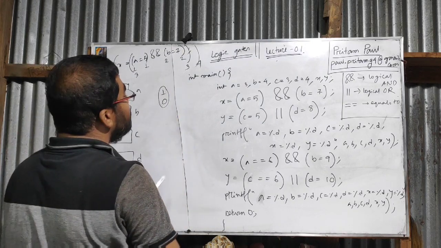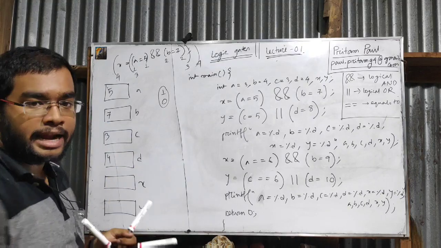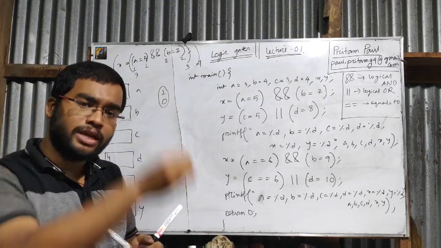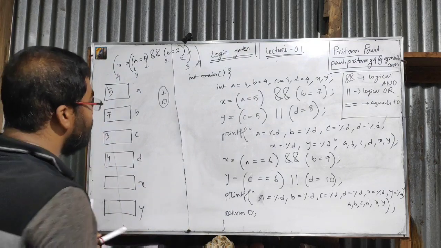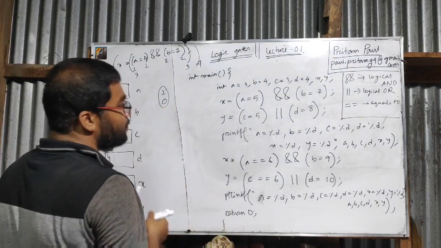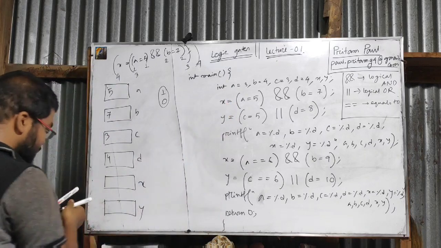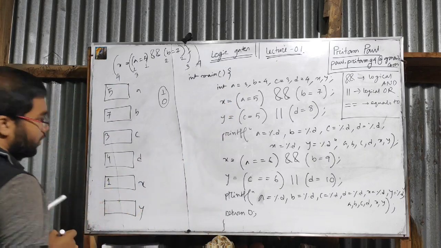In the decimal number system, except 0, any negative integer, positive value, or float value is a true value, but 0 is a false value. That's why x is 1. That's why 1 will be stored here.